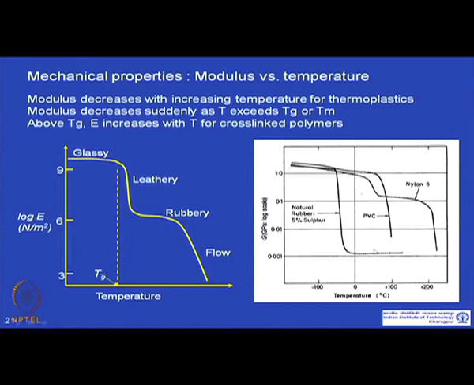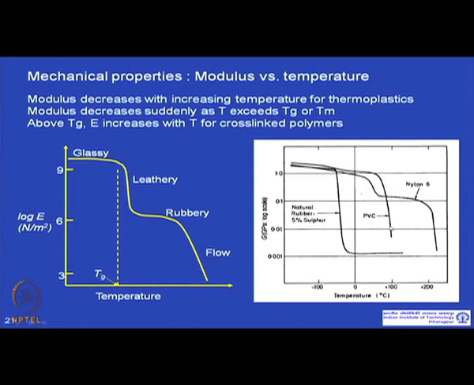This is an example of real polymers. Nylon 6, a semi-crystalline polymer, drops very fast after Tg, and then after Tm, the elastic modulus becomes very low. So, there is a Tg here, a drop in modulus, and at Tm, a drastic drop in modulus in the case of a semi-crystalline polymer. This is a pure amorphous polymer.